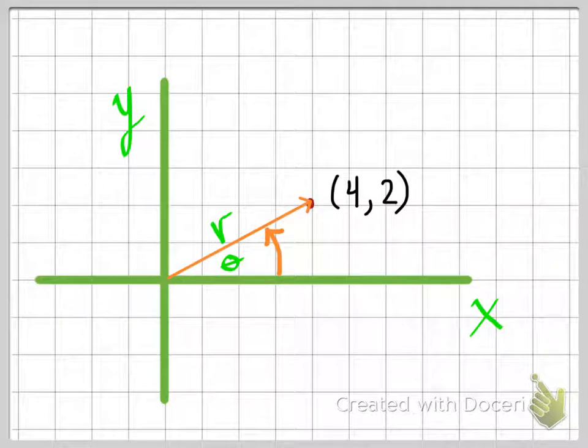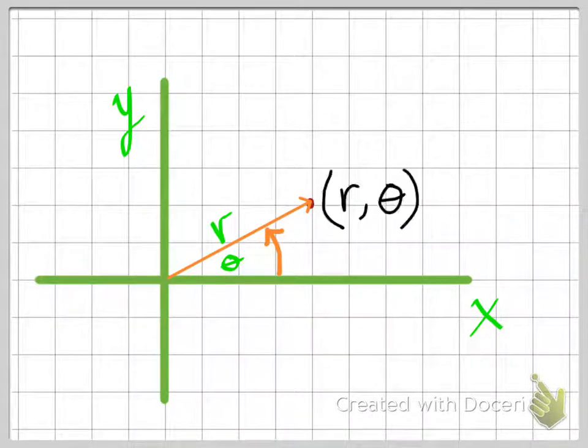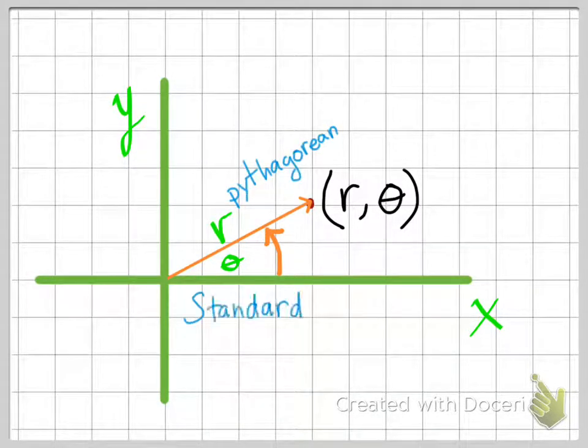So rather than use 4, 2, what we're going to use for a polar coordinate system is just the numbers r and theta, where r is kind of a Pythagorean distance from the origin, and theta is a standard position angle from the x-axis going counterclockwise. That's what standard position means. Okay? So those 2 coordinates, r, theta, are different coordinates for that exact same point that we were just calling 4, 2 a little while ago.